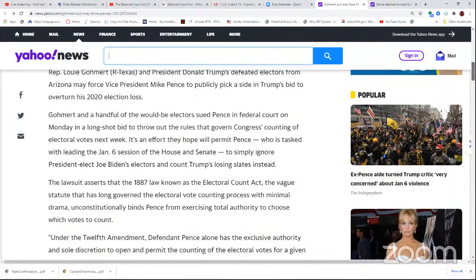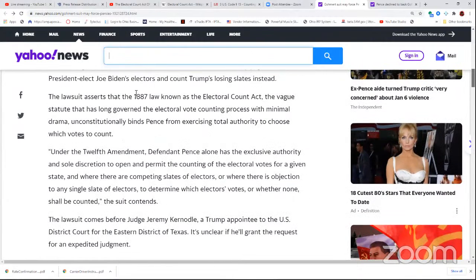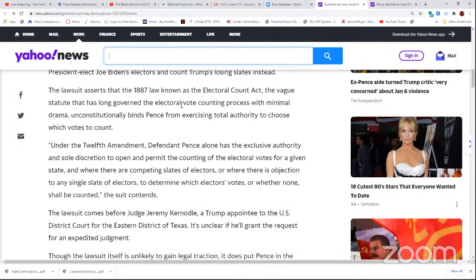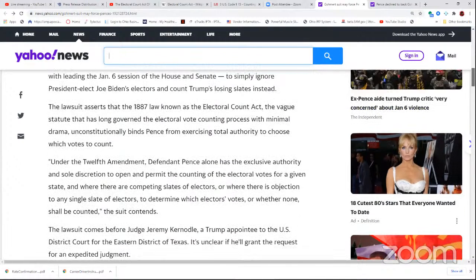And again, we cited the law earlier, the 1887 law known as the Electoral Count Act, the vague statute that's long governed the electoral vote counting process with minimal drama, unconstitutionally binds Pence from exercising a total authority to choose which votes count. Now, under that, and especially with the Supreme Court law that I just cited, it's pretty much a ceremonial act. It doesn't need to go on, but you're going to see what happened today.